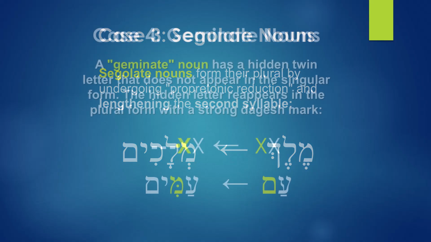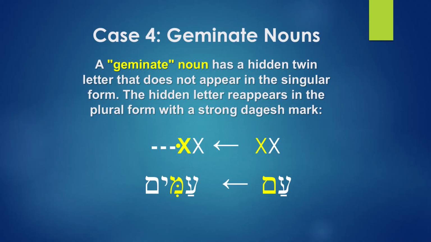Let's move on to the last one, case number 4. Case number 4 is affecting geminate nouns. Now, you may be wondering, what is a geminate noun? A geminate noun is a biconsonantal noun. Biconsonantal means it has only 2 consonants. Bi means 2. In the singular, it's a word that has only 2 consonants.